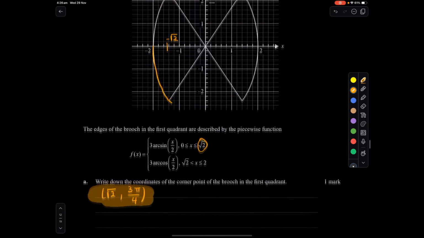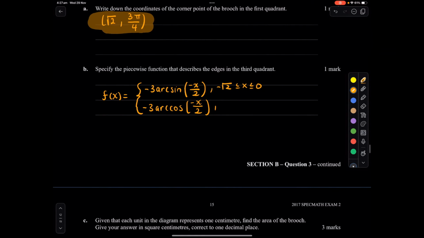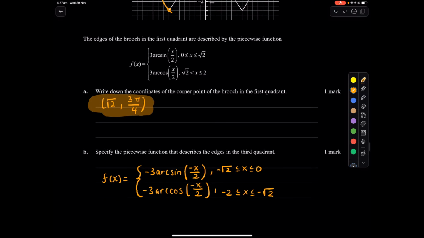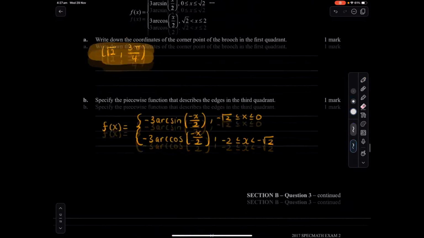Now what happens to these endpoints? So we got negative 2 to negative root 2. Now we need to be careful with one of them. Well, in the original question, the arc cos, that root 2 was not included. So in this question, we're not going to include this one over here. There we go. So yeah, these are your piecewise function. I hope that's right.